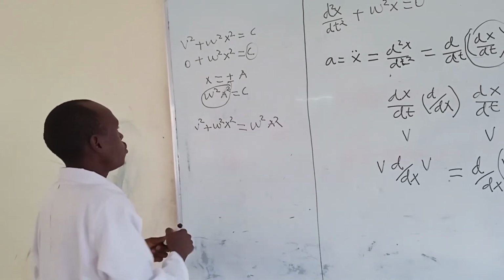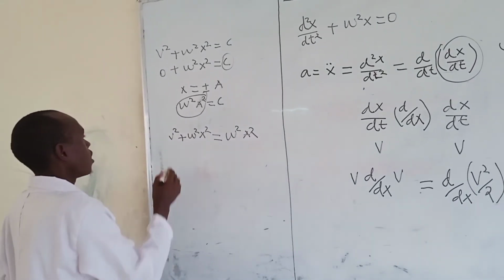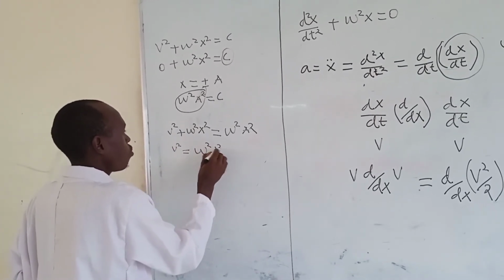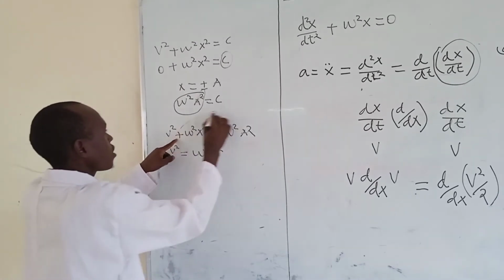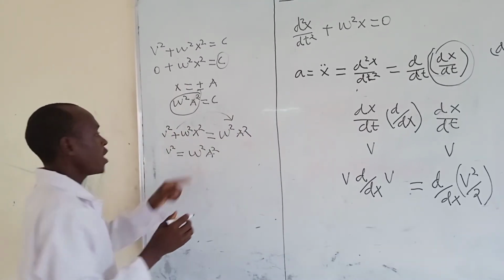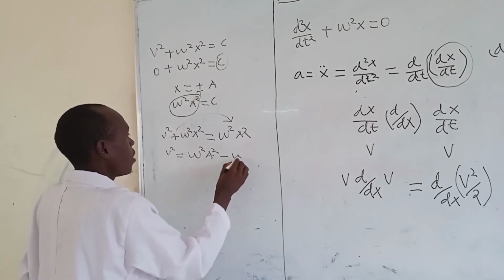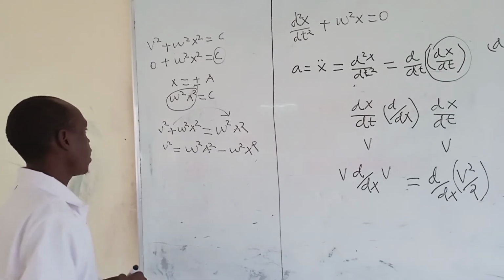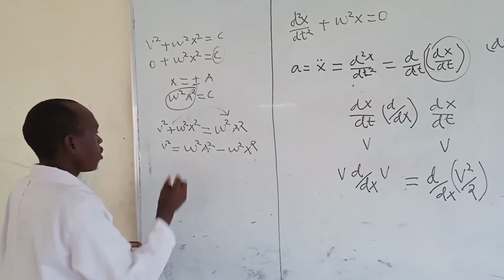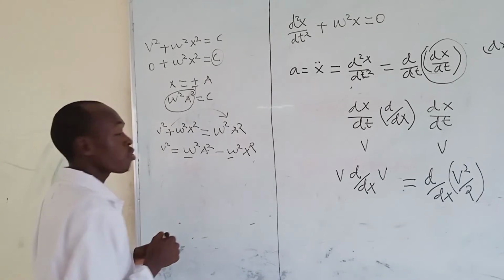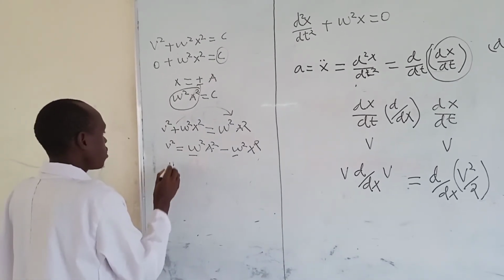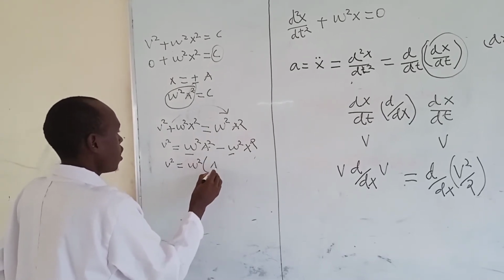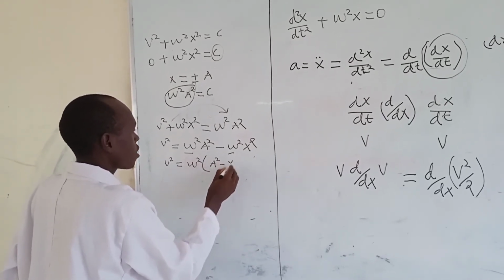Now, when you want to make v the subject of the formula, v squared shall be equal to omega squared a squared. Then this one, when it crosses to the other side, shall become negative. So it shall be negative omega squared x squared. After getting that, you need to collect the like terms together. You have omega here and you have omega here, so these are like terms. So v squared becomes equal to omega squared in brackets a squared minus x squared.